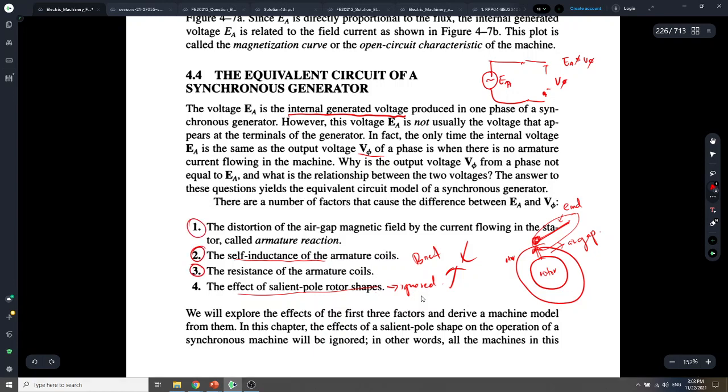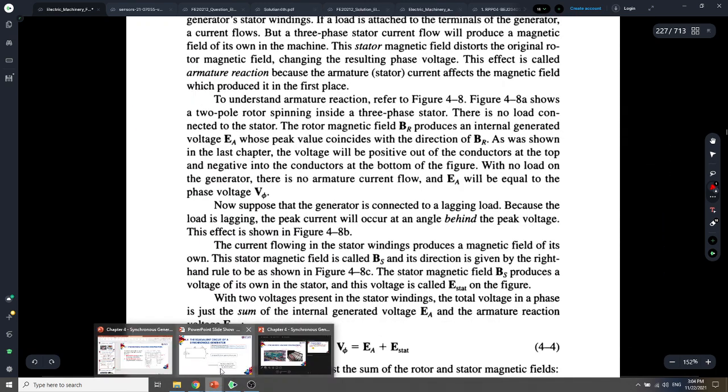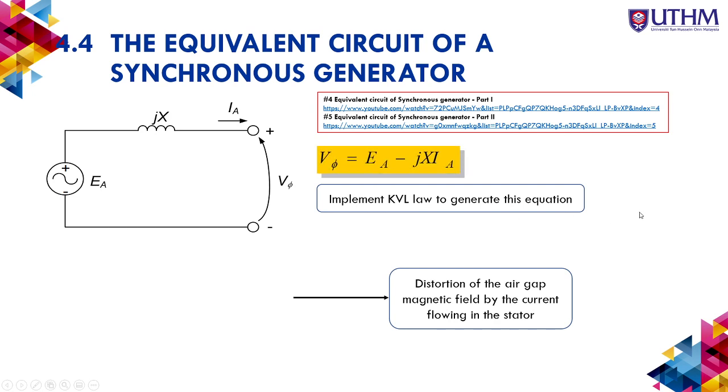1, 2, 3. Okay, to design. So design dia ni lah. Nak design dia punya circuit. Okay. So in short, okay, secara ringkas, kenapa tadi kita measure? So why we measure here V phase is less than EA kan? So actually it's because of the effect of the armature reaction.